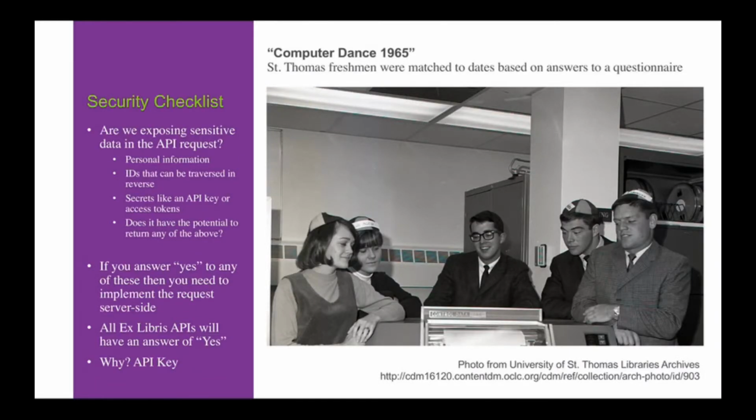So I developed this 4-point security checklist, and I recently had to give this to some student workers in the law library before I gave them access, not to Alma APIs, but to another API set through SpringShare, which is less personal. Are we exposing sensitive data in the API request? Such as, are we exposing personal information? Are we exposing IDs that can be traversed in reverse?